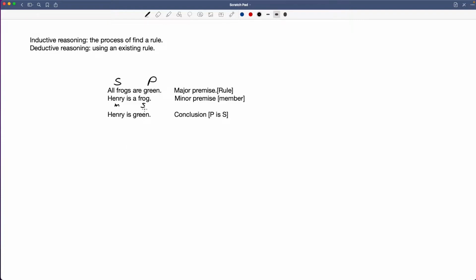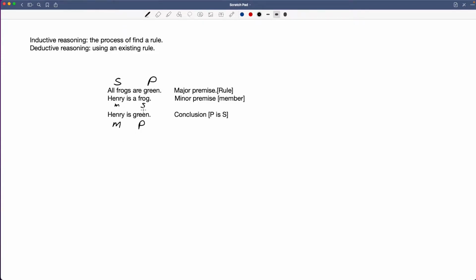So your conclusion is when you are able to tie the member of the set to the predicate condition by having these two linked. So I am able to say, if all frogs are green and Henry is a frog, then Henry, which is the member of the frog family, is green. That's my MP.